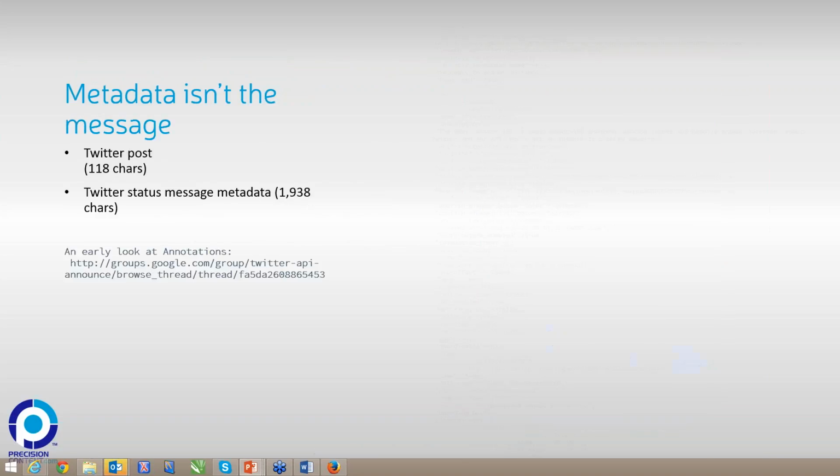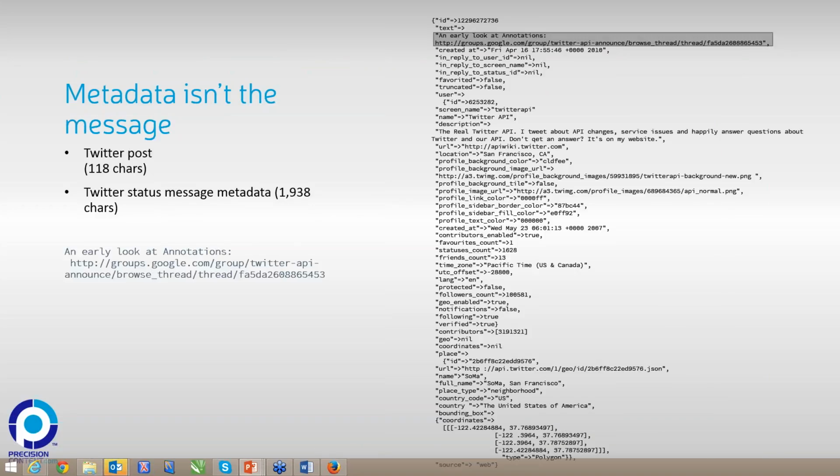And of course, metadata isn't the message. In fact, what we're looking at here is the metadata behind a Twitter message. While the Twitter post is only 118 characters, the actual metadata message itself is almost 2,000 characters in length.